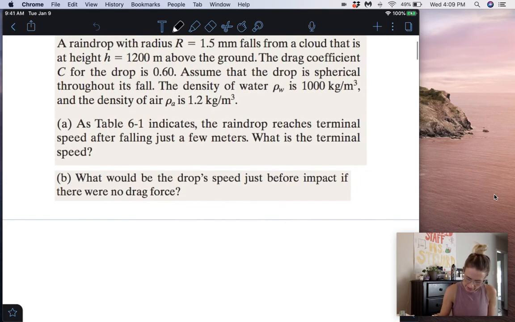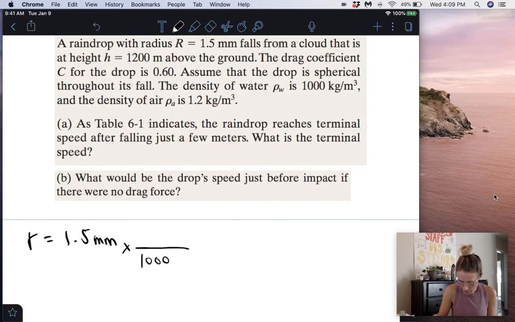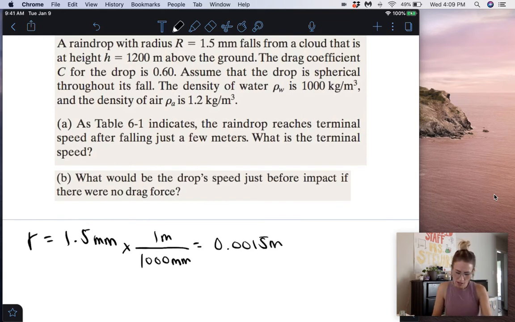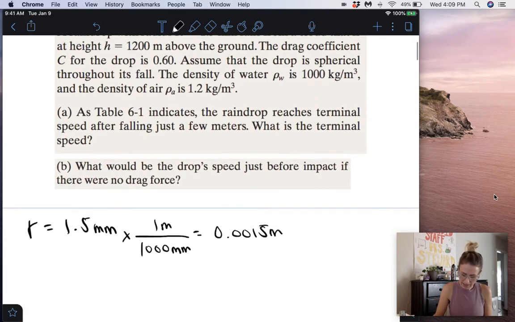Now we know that the radius of the raindrop is 1.5 millimeters, but of course we do not use millimeters in physics, we use meters. So there are 1,000 millimeters in 1 meter. Remember, milli means 1/1,000. So we're going to divide 1.5 by 1,000, and we get 0.0015 meters for our radius. Next, we know that the height is 1,200, so that means our initial y position is 1,200 meters. Our final y for part B will be 0 if it's hitting the ground.